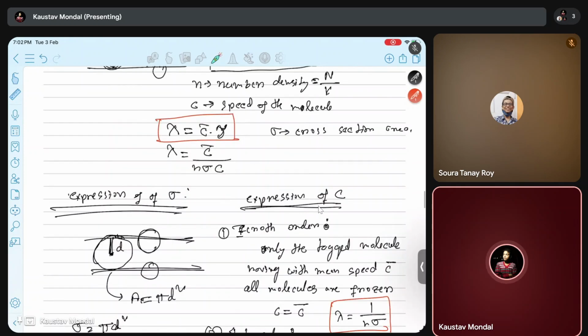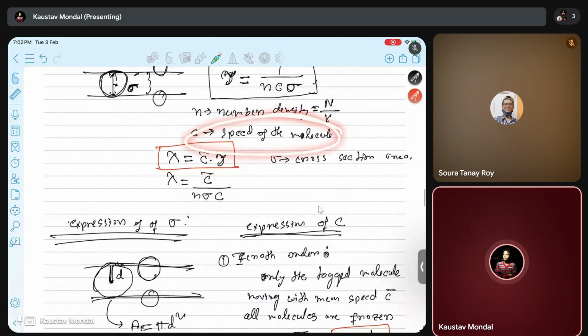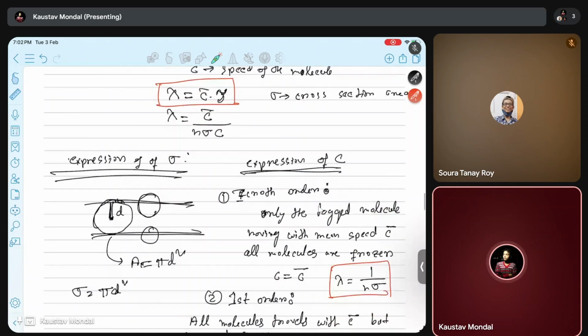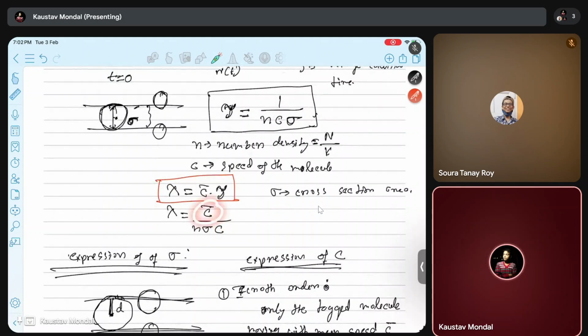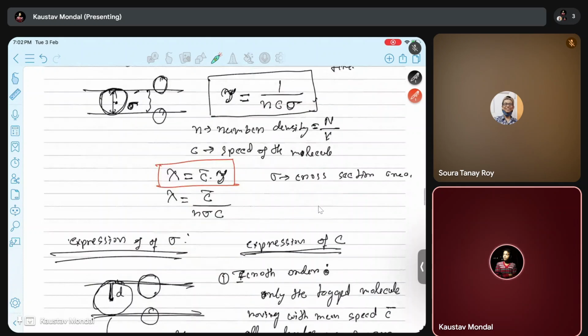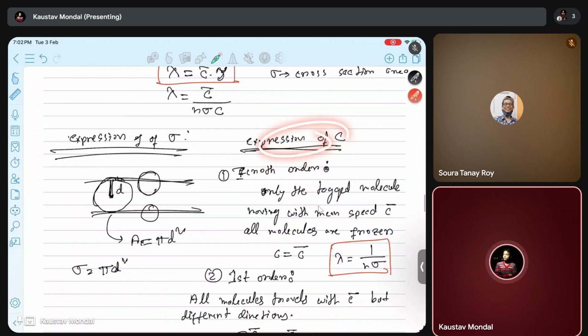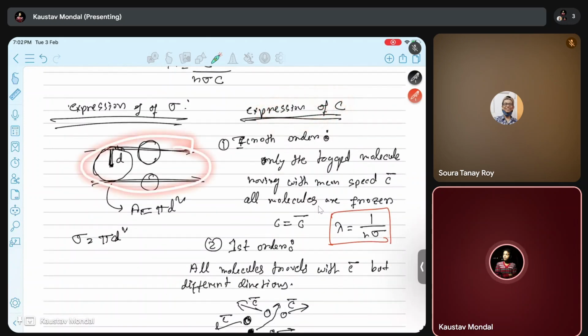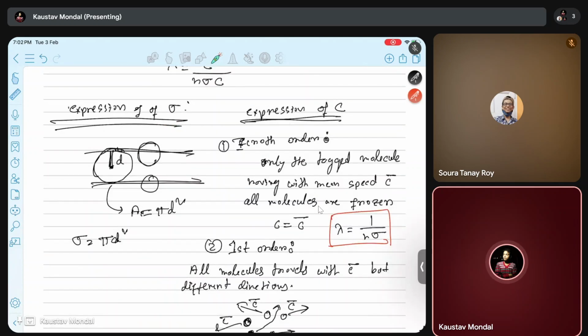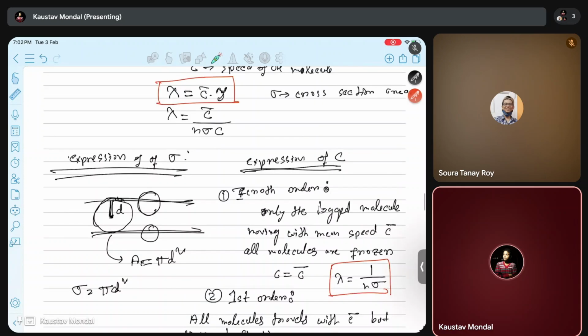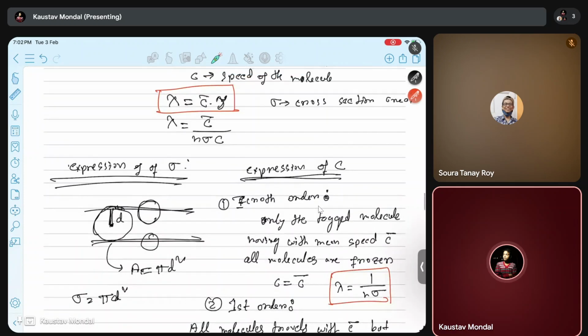Now, we need the speed of the molecule that we are interested in. So how to calculate the speed c? Before calculating c, for the expression of sigma, we simply consider the molecule as a monoatomic spherical molecule. The sigma is basically pi d square, that is the effective area of that particular molecule. That effective area is basically the effective cross section area of that particular molecule.